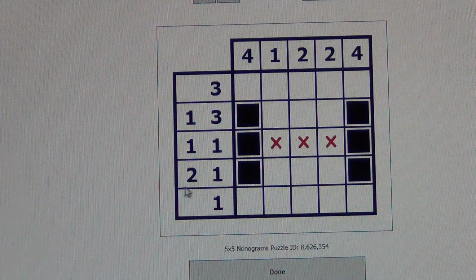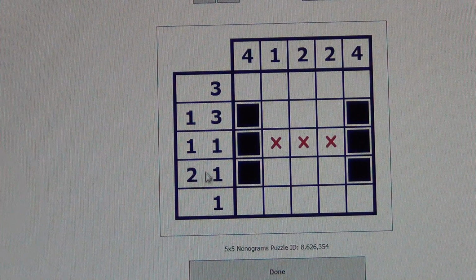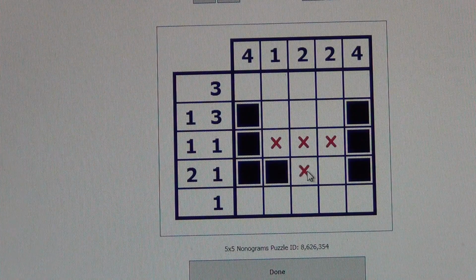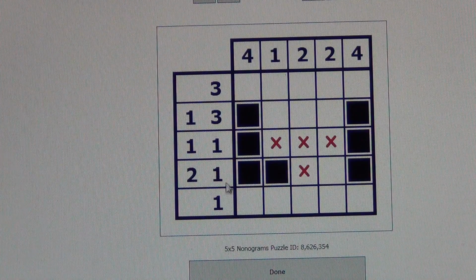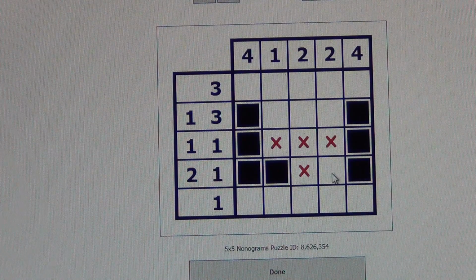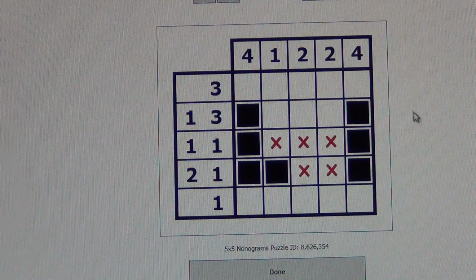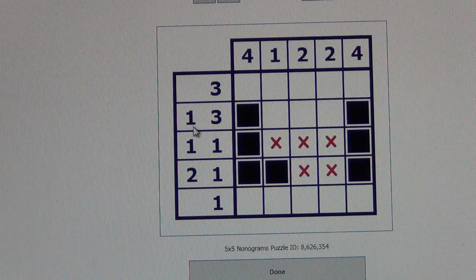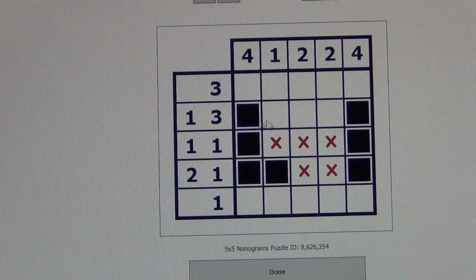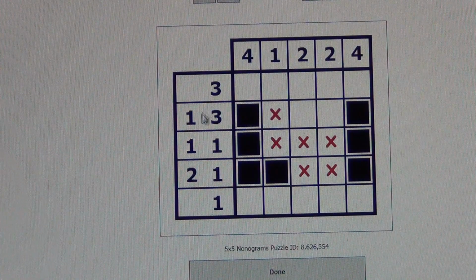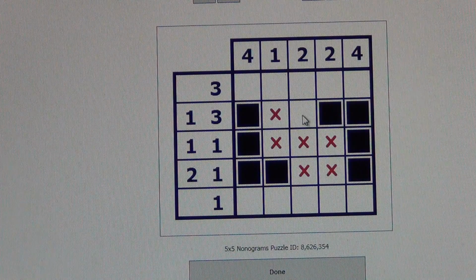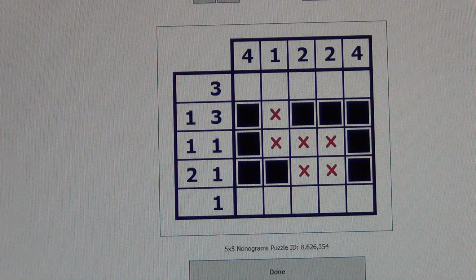This one, I can see that I have to have 2 black squares and then a blank. So 1, 2, and then a blank. And it also tells me that on the other side I have to only have one black square. I've already got one black square, so I'll fill in the blank. If I look up here, this tells me I have one and then a blank. Well, there's one and then a blank. And then I have to have three in a row. Well, there's one, two, three. So we're getting pretty far here.